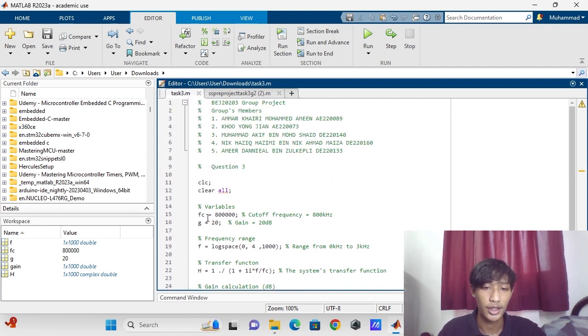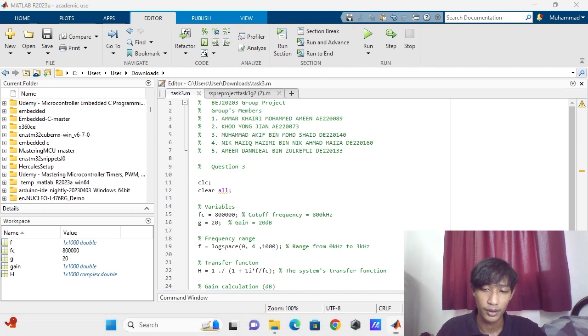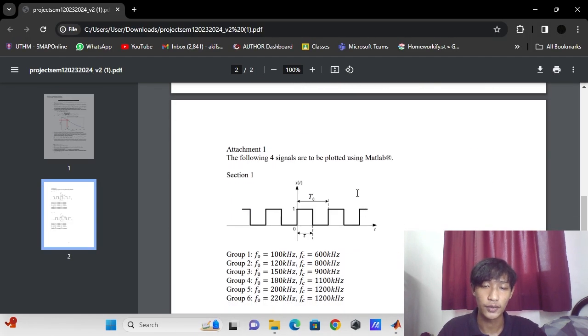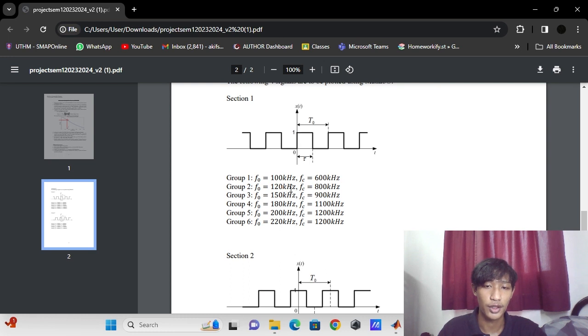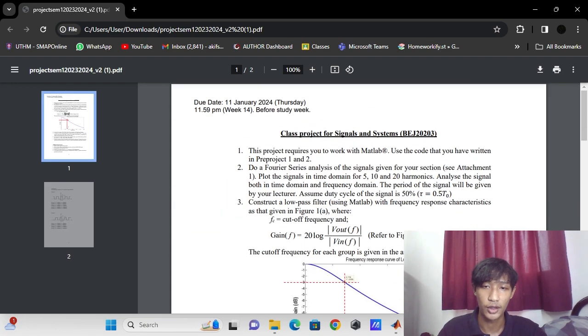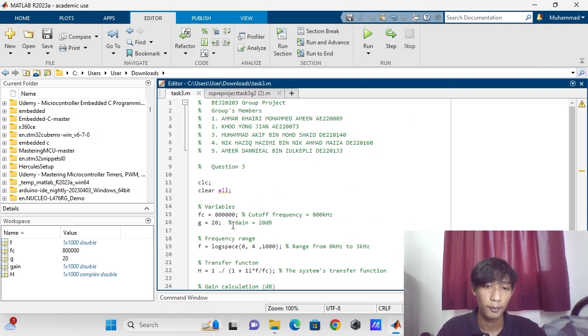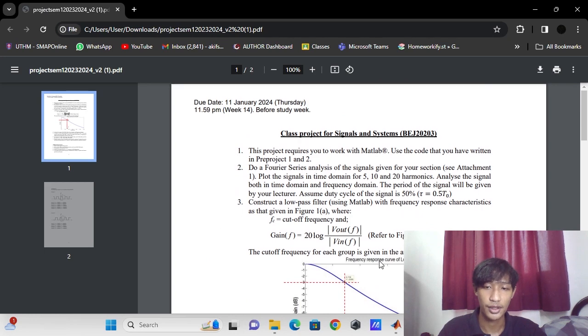First of all, we assign two variables. FC, which stands for cutoff frequency, is 800 kHz. This is because, based on the instruction given, since we are from group 2 of section 1, we were assigned an FC value of 800 kHz. So that's why we put 800 kHz into the FC variable. The next variable is G equal to 20, which represents the gain of 20 dB, which can also be referred to from the instruction.